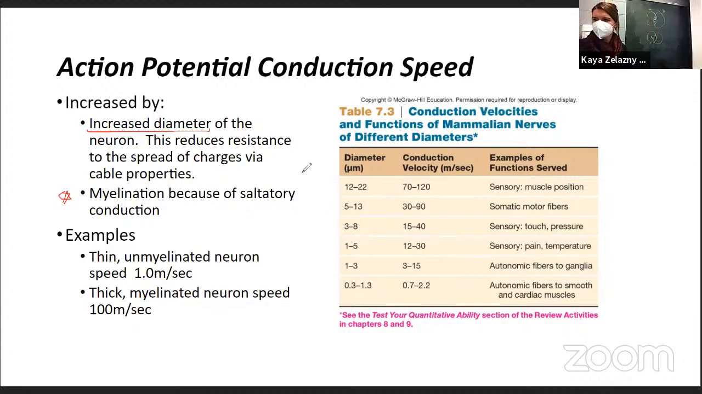So you can see the velocity changing in our wide diameter ones. For example, these ones, wider diameter than these ones, and you can see that they go more meters per second than the ones of smaller diameter. So a thin, unmyelinated neuron might go 1 meter in a second, right? So that's kind of slow. Or a thick, myelinated neuron would go real fast. So it might go 100 meters in 1 second.